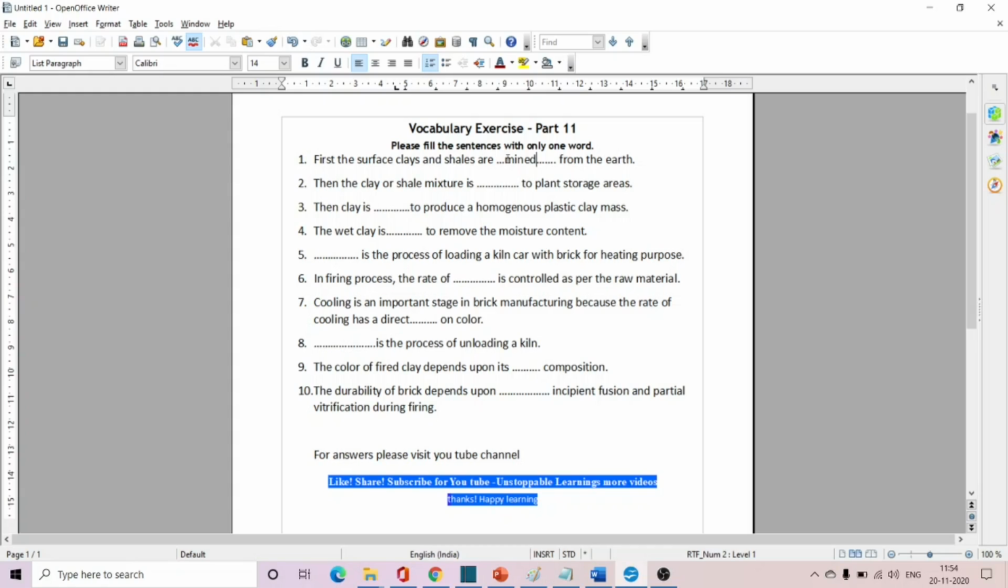First, the surface clays and shales are mined from the earth. Then the clay or shale mixture is transported to plant storage areas. Then clay is formed to produce a homogeneous plastic clay mass.